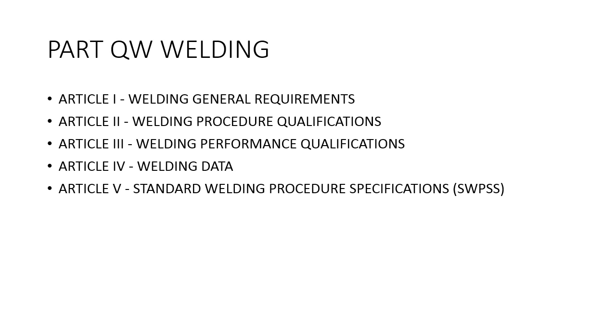Okay, Part QW Welding. There are 5 articles in Part QW Welding that we're going to look into. Article 1 is Welding General Requirements. That's what we're going to take care of in this YouTube video. Article 2 is Welding Procedure Qualifications. Article 3 is Welding Performance Qualifications. Article 4 is Welding Data. And Article 5 is Standard Welding Procedure Specifications.